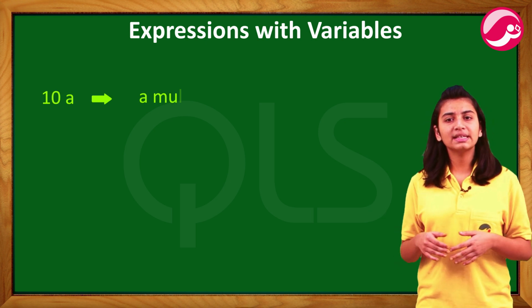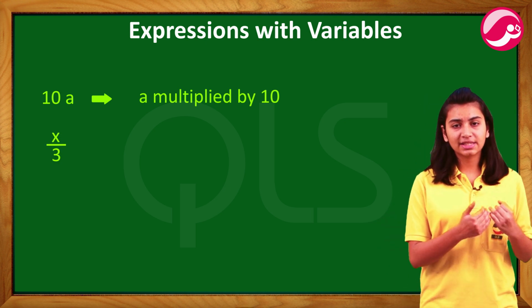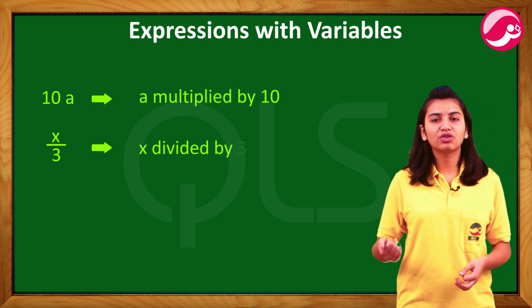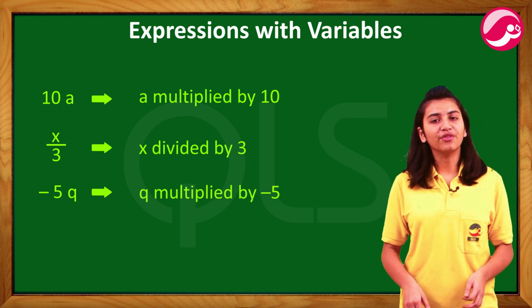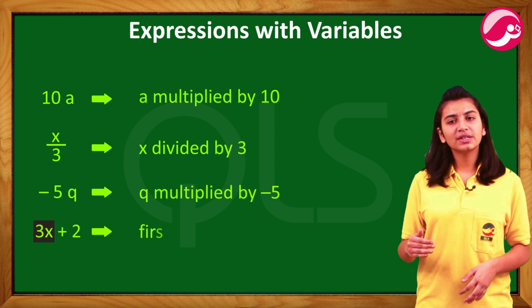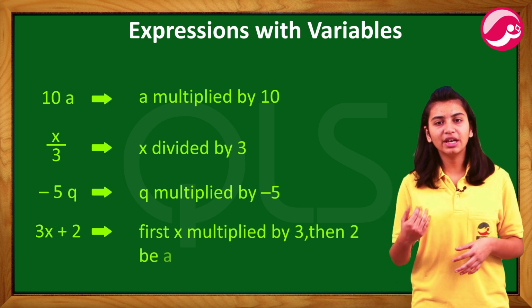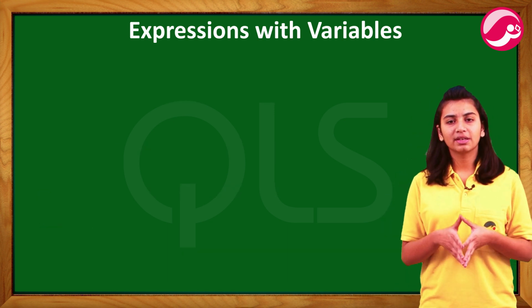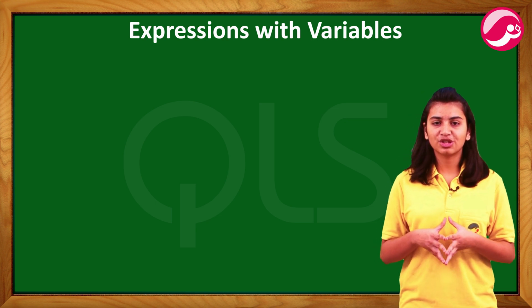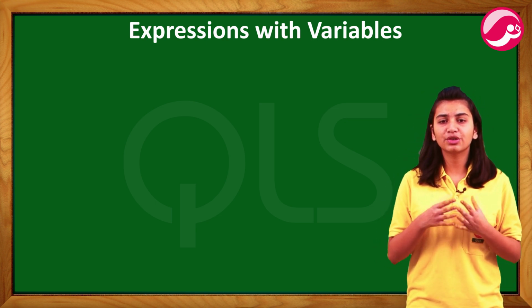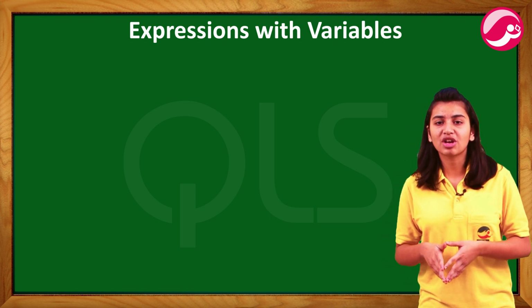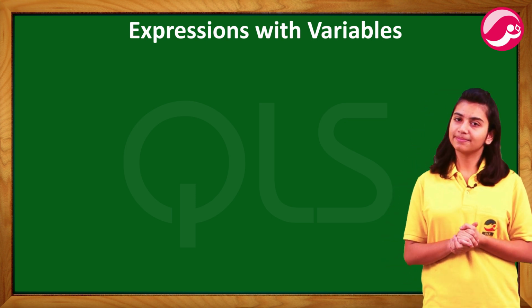Now we have expressions and how those expressions are made. 10a: a is multiplied by 10. x by 3: x is divided by 3. Minus 5q: q is multiplied by minus 5. 3x plus 2: first x is multiplied by 3, then 2 is added to the product. Write 10 other such simple expressions that tell us how they are formed. We should also be able to write an expression from instructions on how to form it.